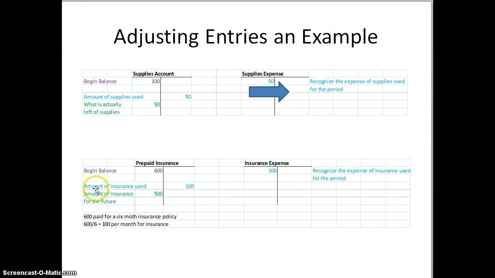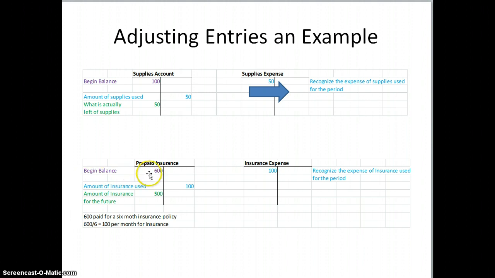So here I've paid $600 for a 6-month insurance policy. So what I'm going to do is I'm going to say $600 divided by the 6 months. I'm going to use $100 per month for that insurance. So that's what I'm going to do here.